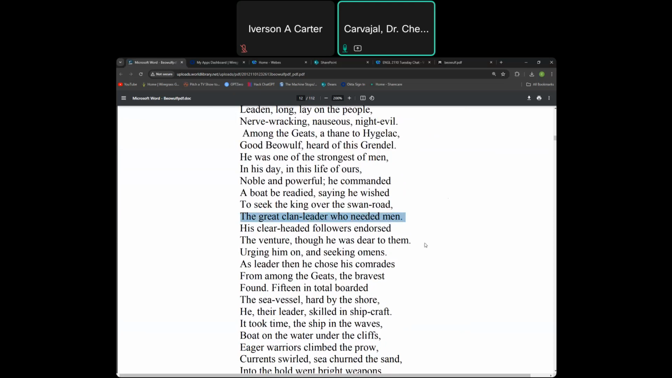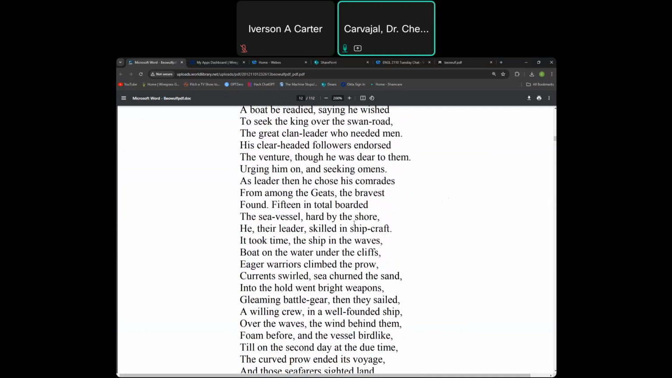And they say, yay, okay. So a bunch of people follow him. They're his people, and they go with him. And he chooses from among the Gates the bravest he could find, okay, and takes 15 with him. Well, no, 14 with him, because he's the 15th.